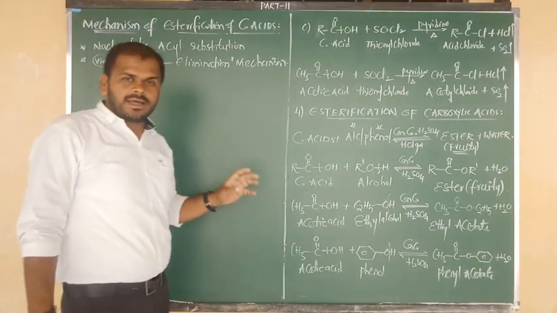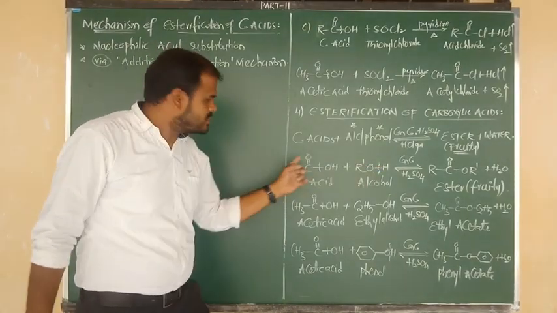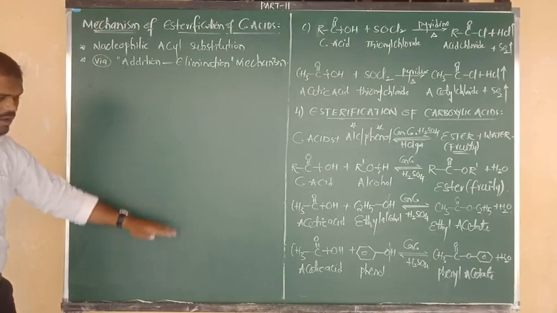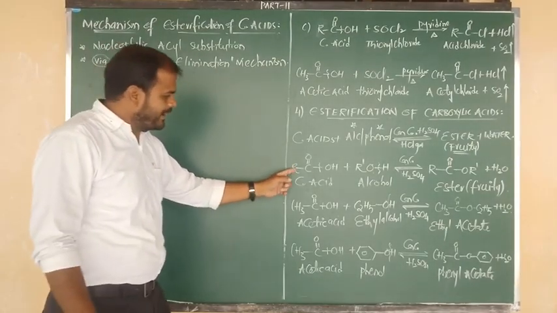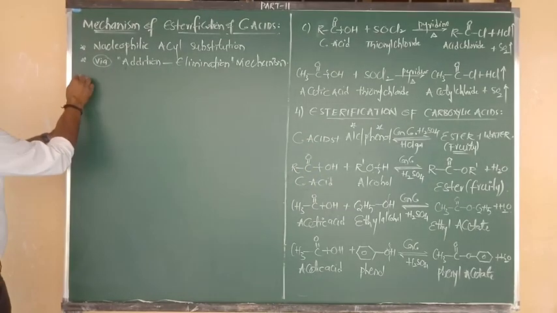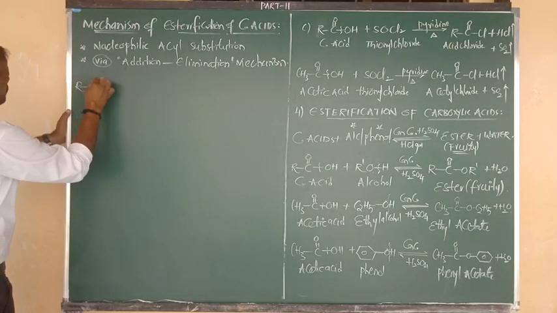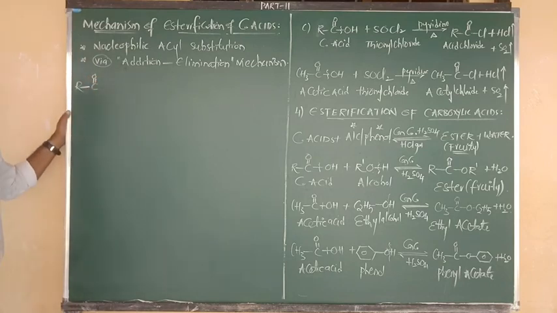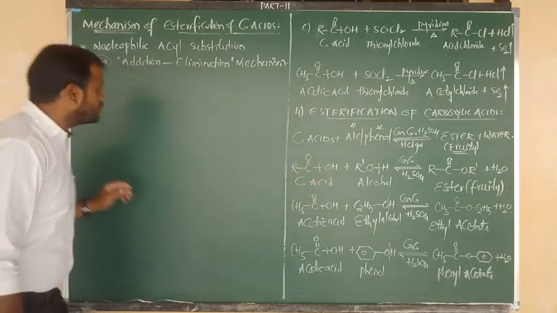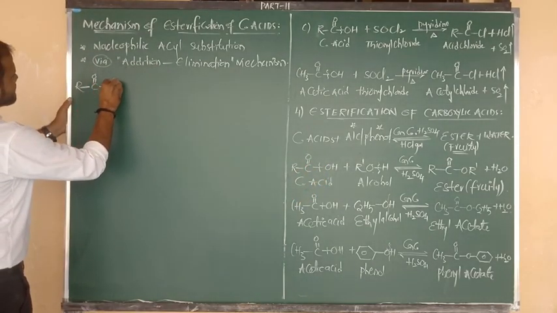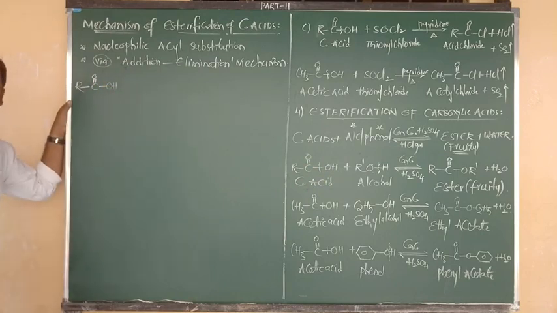So let me consider first of all this general equation. For that general equation, now I am going to show the mechanism. Let me consider first of all the carboxylic acid. What's the formula? Formula is R bonded to C double bond O, C double bond O bonded to OH. Okay, right.